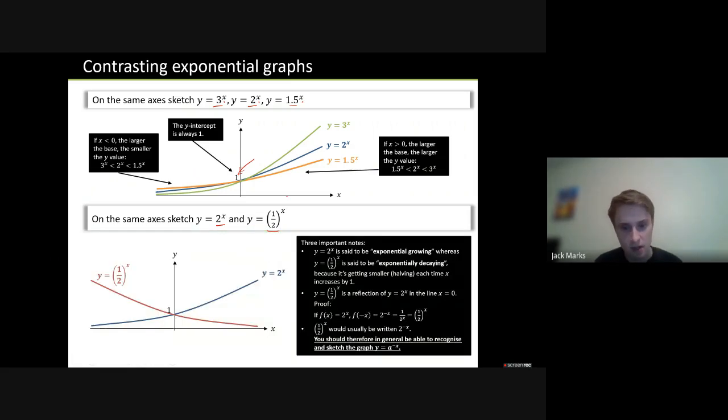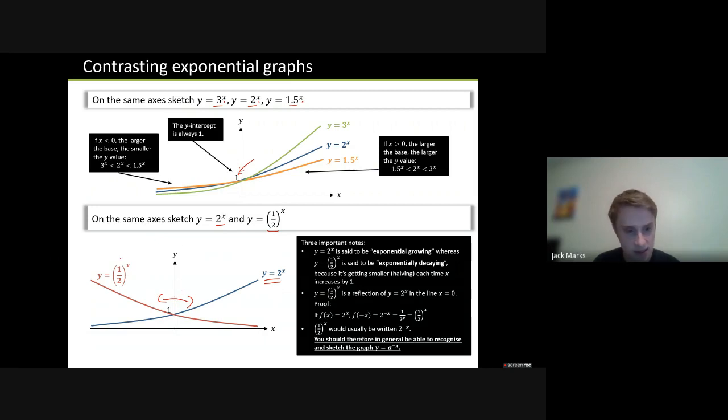And if you do this, well, 2 to the x, we've already drawn that one. The blue one we've seen before, okay? The red one, though, you might notice it's going sort of the other way round. In fact, it seems as though we have a reflection across the y-axis.